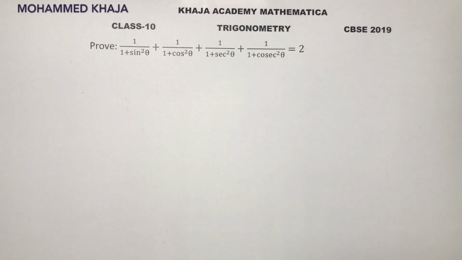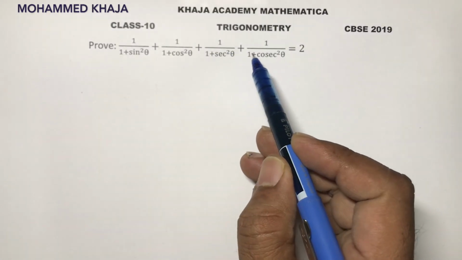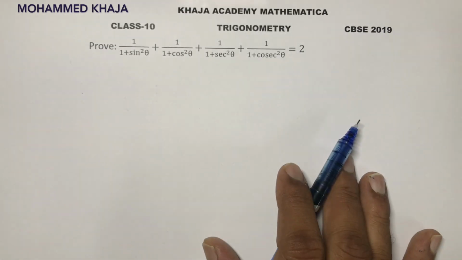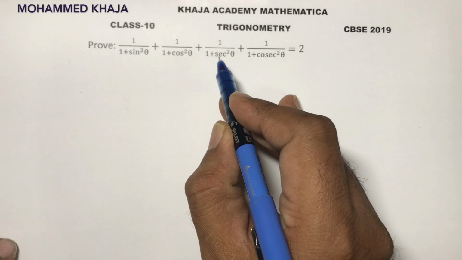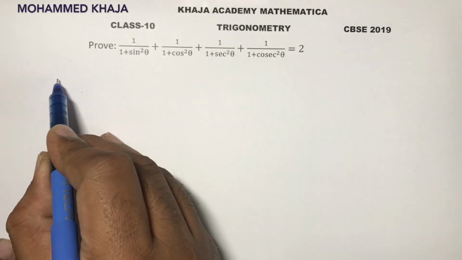Prove that 1 by 1 plus sine square theta plus 1 by 1 plus cos square theta plus 1 by 1 plus secant square theta plus 1 by 1 plus cosec square theta equals 2. So here these two terms also, try to change in terms of cos and sine. So first step, this is as it is.